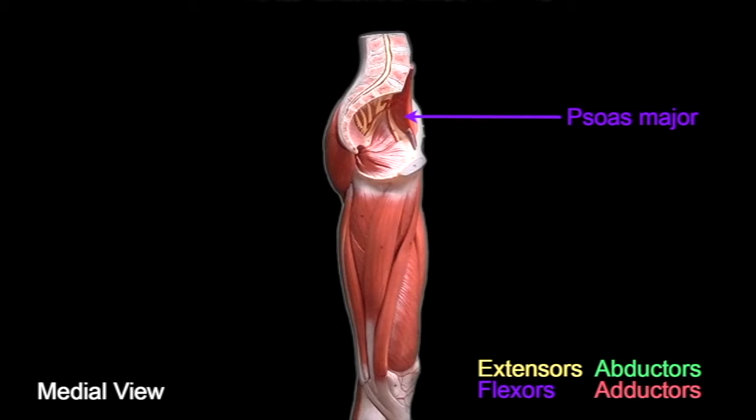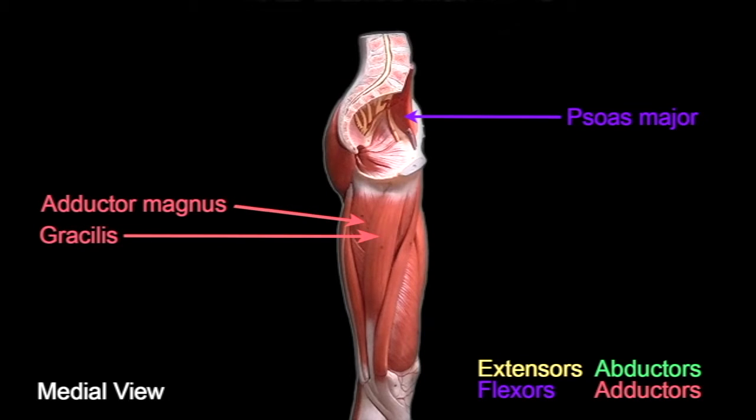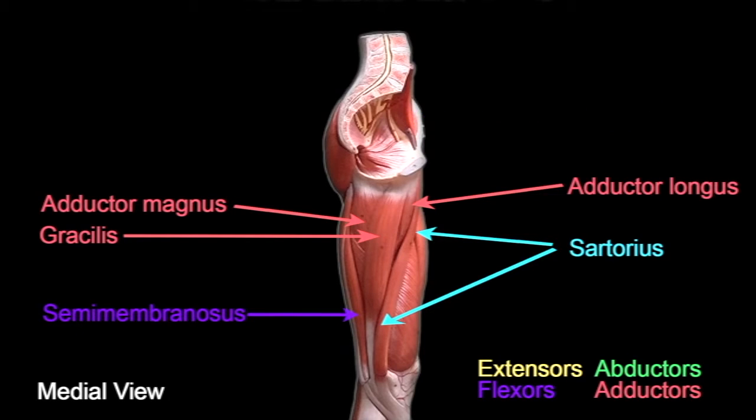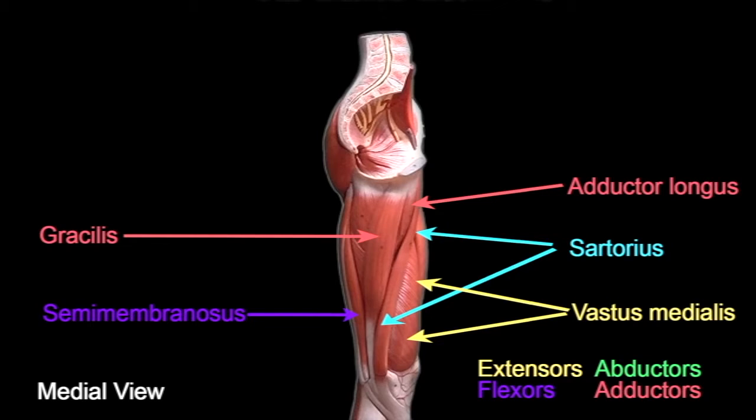Psoas major, adductor magnus, gracilis, adductor longus, sartorius, semimembranosus, vastus medialis.